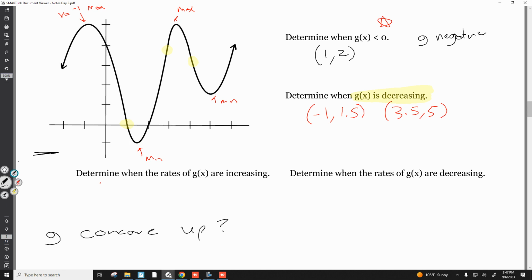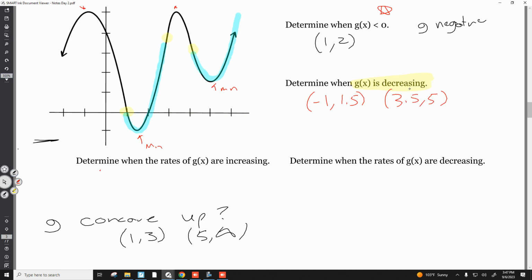Okay. When are we concave up? When we are opening up, tell your neighbors, go. You know where the points of inflection are? They're telling you where the points of inflection are. Here, I'm opening up. Here, I'm opening up, okay? I would say I'm concave up from 1 to 3 and from, what is that, 5 to infinity. Is it 4? It's 4. 4 to infinity. Cool.